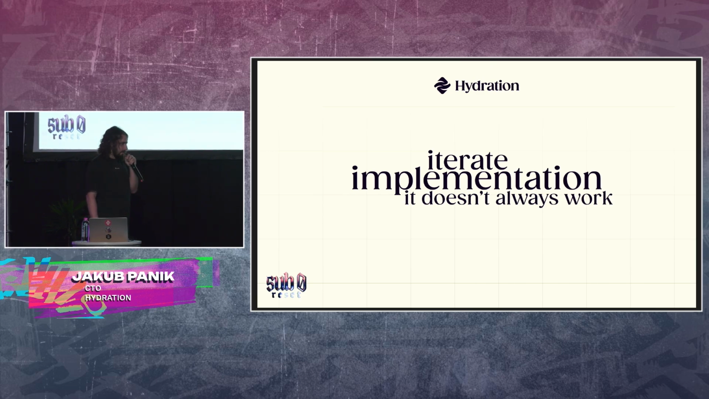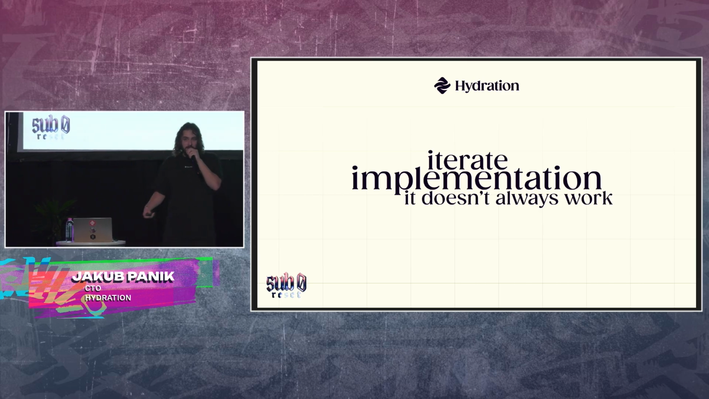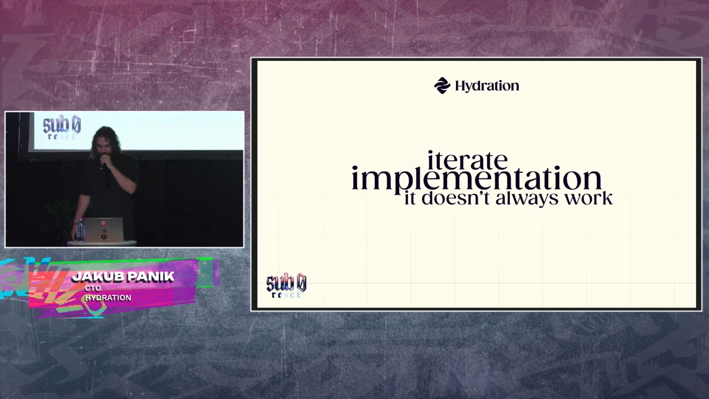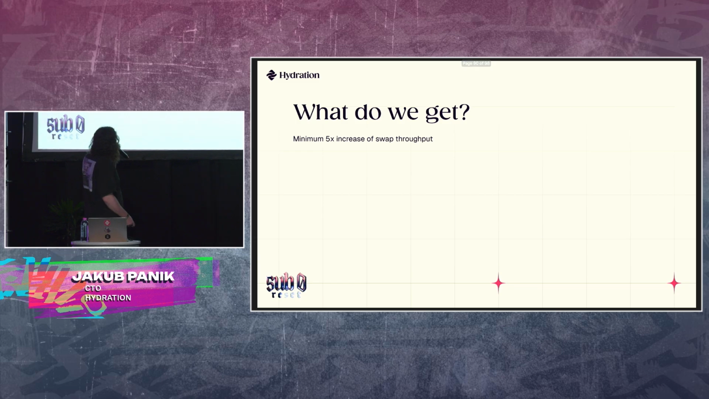After this, we have this huge document, and it usually doesn't work like you invented it in the first place. You need to start implementing it, and you realize that it doesn't work, and then you need to iterate on it and upgrade this document. So what do we get from this?